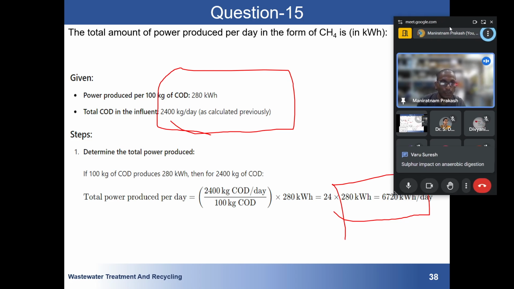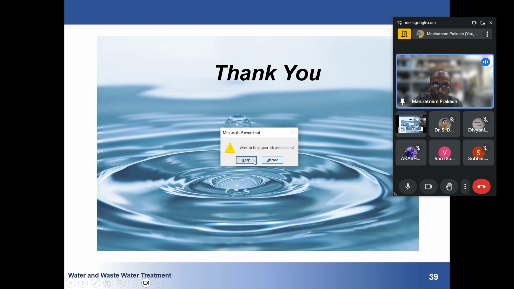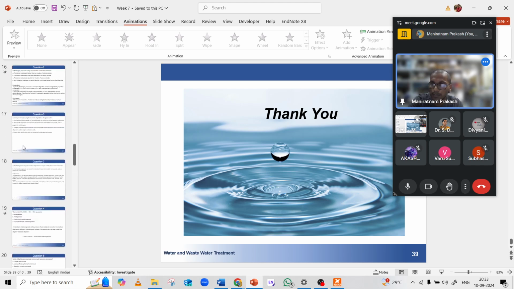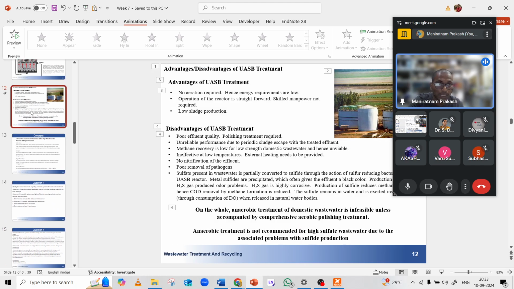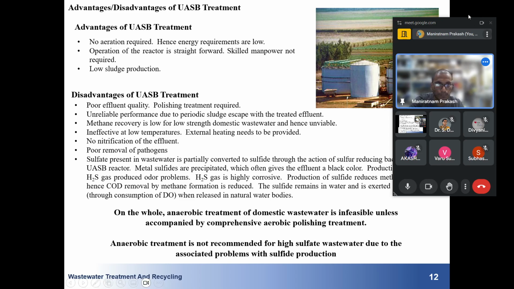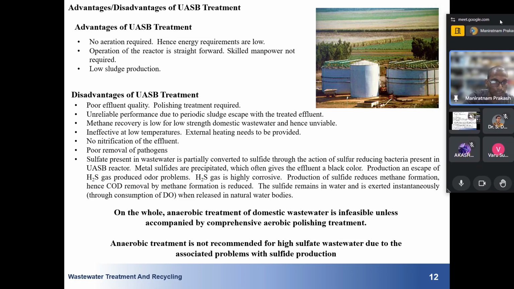Sulfur impact on anaerobic digestion. There are two impacts. First, suppose heavy metals are also present in your wastewater, along with sulfate. Generally two problems are there. It's written here; first I will read it out and then try to explain it.